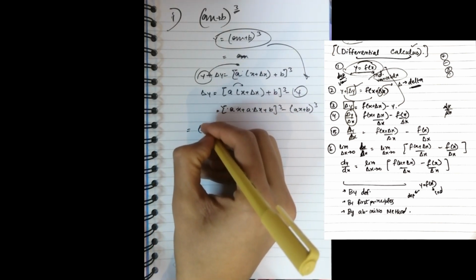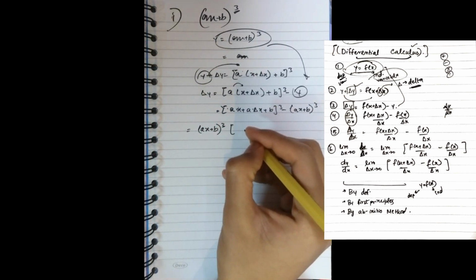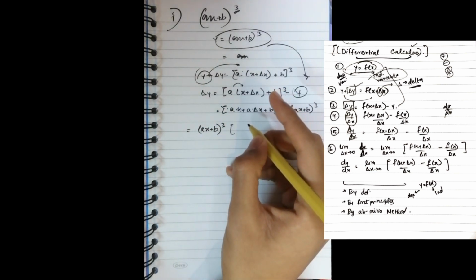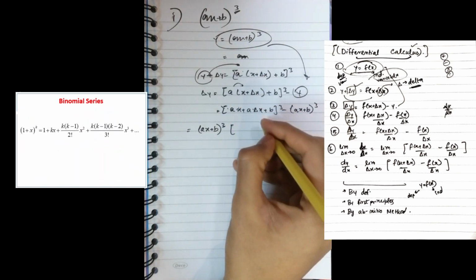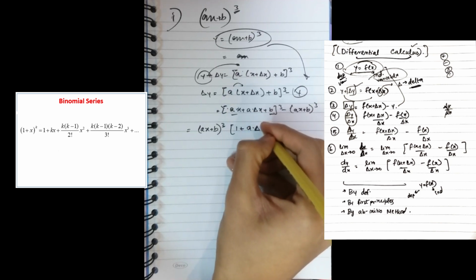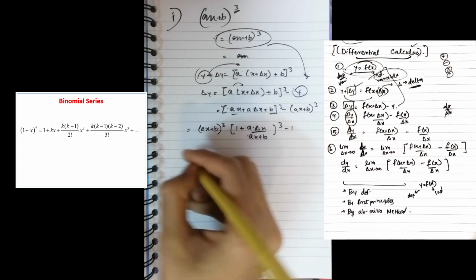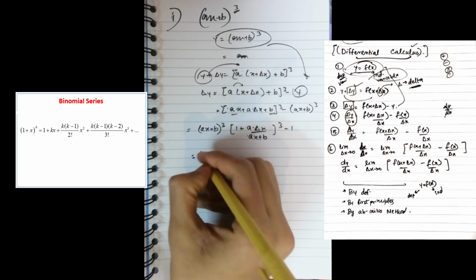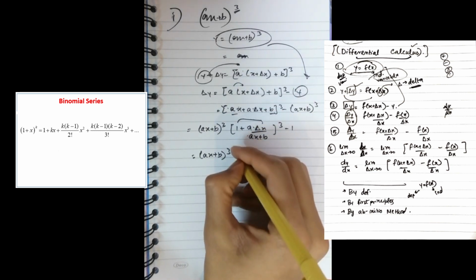If you are unclear about this method, you can check the playlist in the description and watch all the videos in which I have solved problems related to the binomial expansion method. For now, we have to find the common factor of this function. So (ax + b)^3 is common, so (1 + aΔx/(ax + b))^3 minus 1. Now we are going to expand this entire thing using the binomial expansion method.